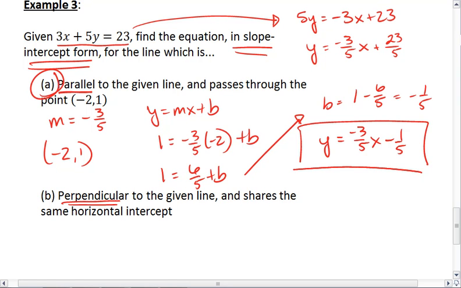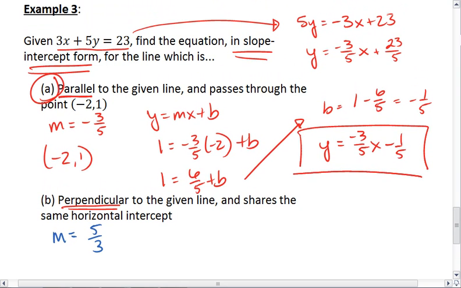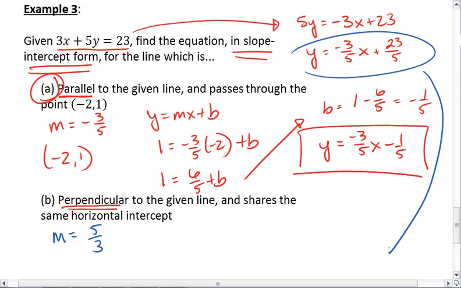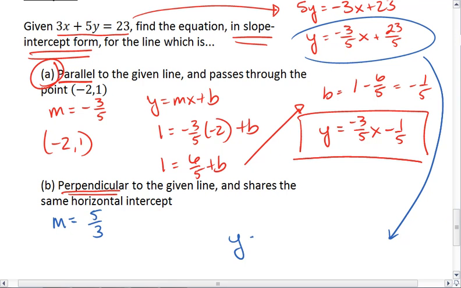The next part, we want a line that is perpendicular, which means this slope will be a positive 5/3 and shares the same horizontal intercept. This means we have to figure out what the horizontal intercept is. We'll take a moment to find that first. We have y equals negative 3/5 x plus 23/5.